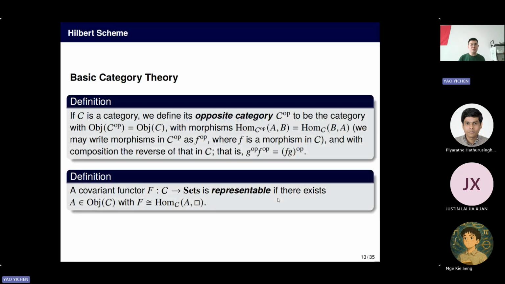And first, let's review some category theory. If C is a category, we define its opposite category to be the category with the same objects, but the morphisms change direction. And we define a covariant functor F to be representable if there exists an object A such that this functor F is isomorphic to Hom_C(A, -).